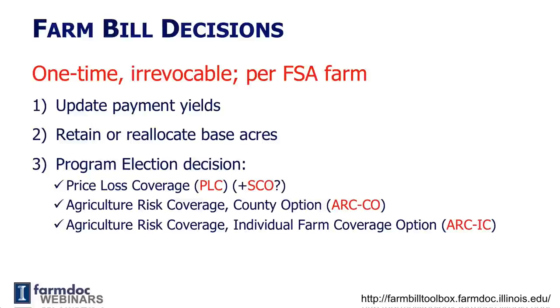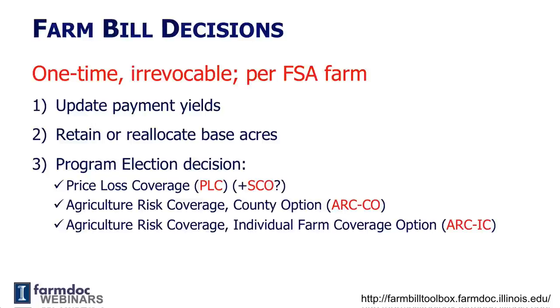The landowner, the individual owning that property, owns these records that run with the farm, so they stay with the farm, and any decision to update payment yields or retain or reallocate base acres is for the landowner. Then the third decision is the really complex decision of the three. This is the program election.